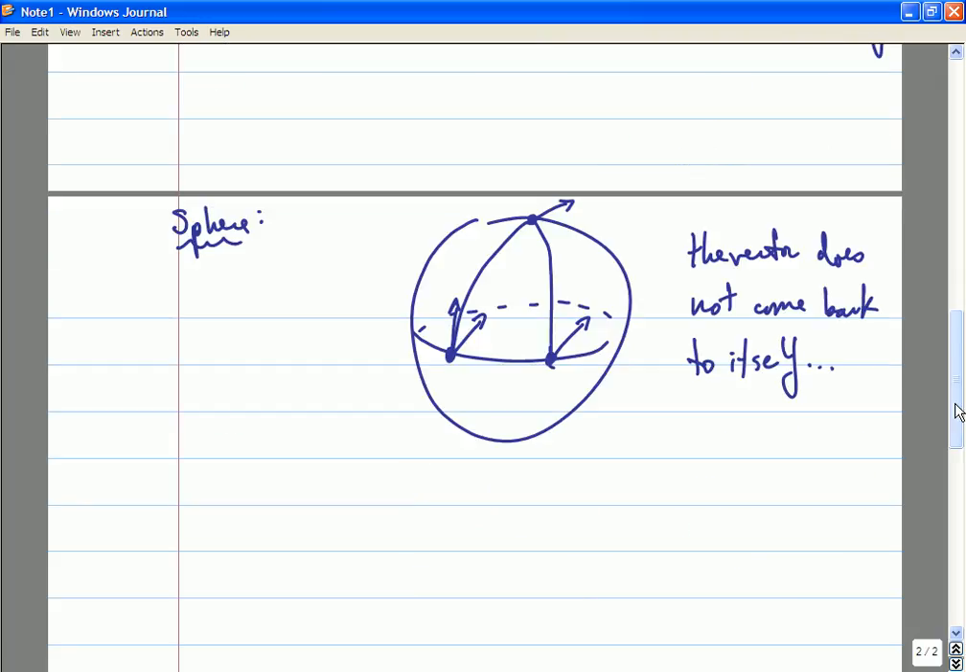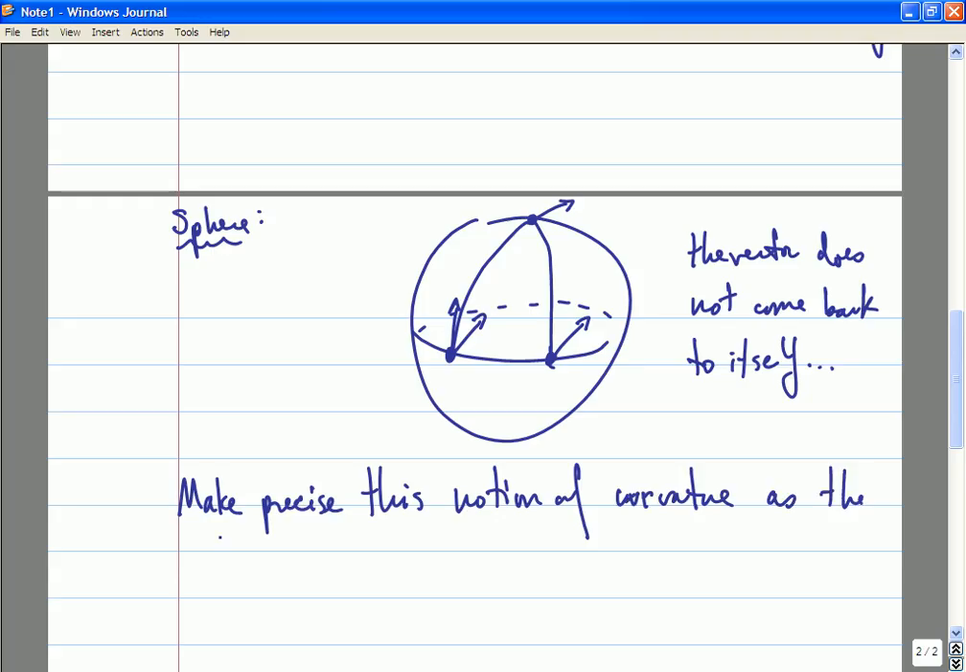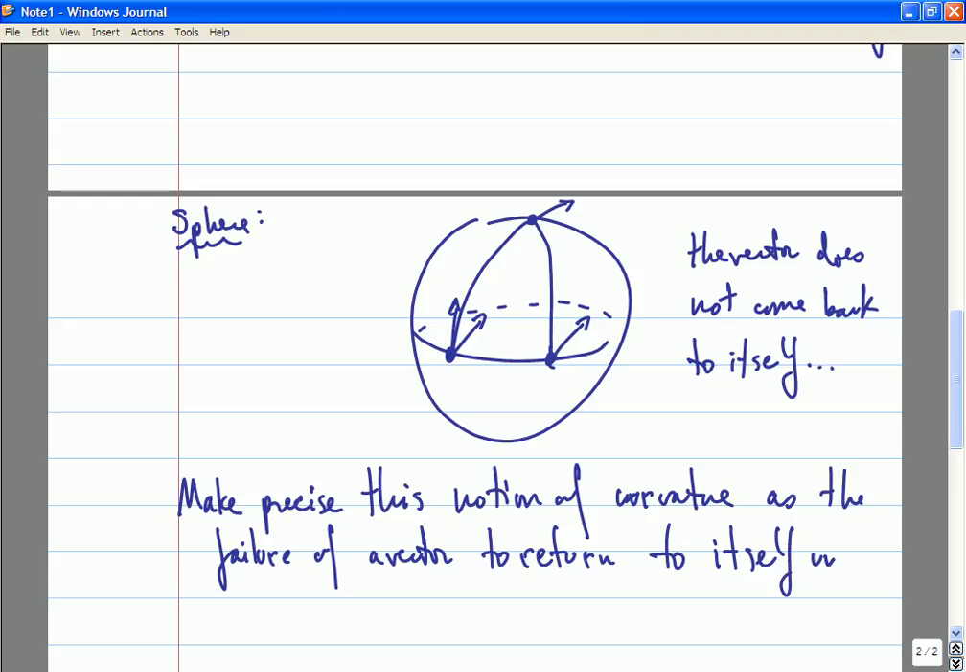So now what I would like to do is make precise this notion of curvature as the failure of a vector to return to itself under transport around a loop in space-time. So that is the set of pictures that I want you to keep in your mind as we define our notion of curvature.